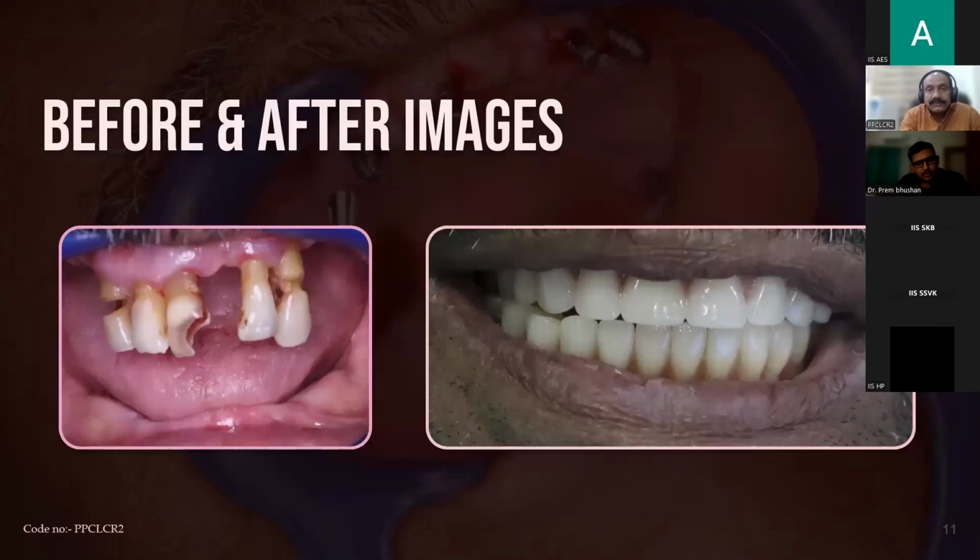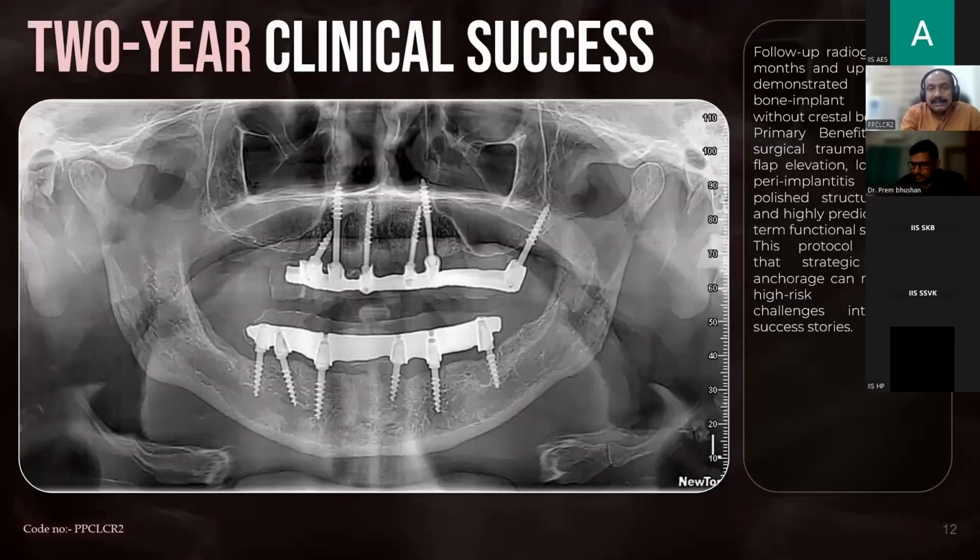See, this is the first picture, and this is the final picture. That is within 3 days, I fabricated everything. See, this is an OPG after 11 months. See how the implants are integrated.